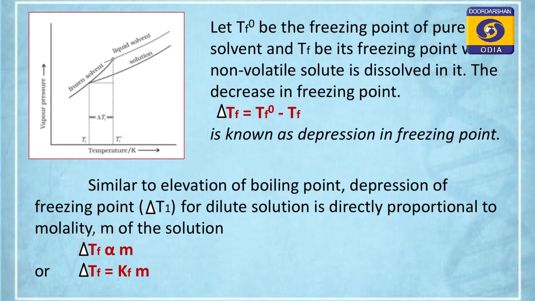If you look into the graph, you will find that two curves are there, one is the pure liquid solvent and the other is the solution. The plot is between vapor pressure and temperature. You will see that the solution freezes at a lower temperature than the pure solvent. Tf0 is the freezing point of the pure solvent and Tf is the freezing point of the solution, and the difference between the two is called the depression in freezing point, that is delta Tf.